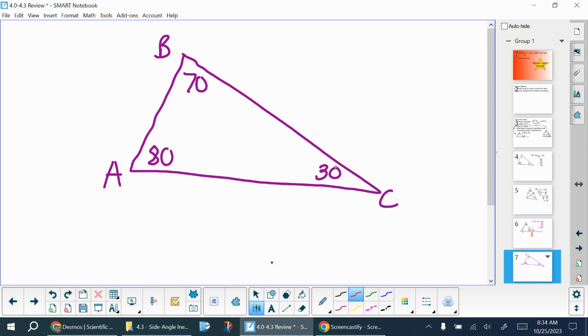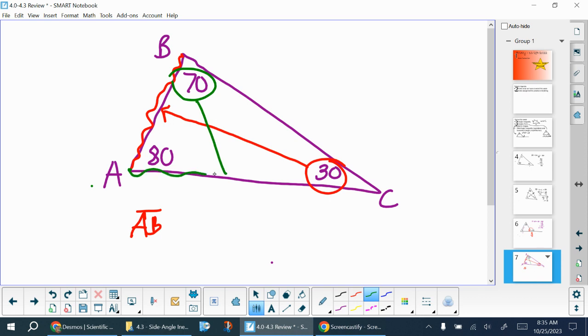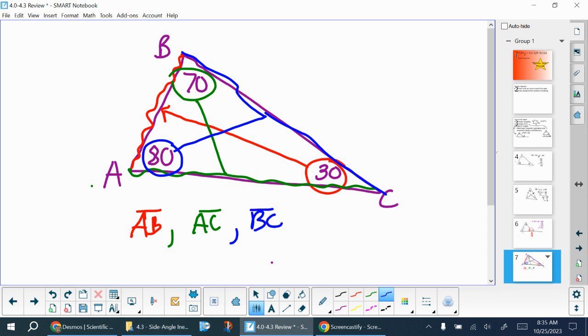Our rule here says that if I find the smallest angle and go straight across, this side here is the smallest. And so that is side AB. If I find the next smallest angle and go straight across, that's my next smallest side. So the middle side here is going to be AC, putting the segment symbol over the top. And the biggest angle straight across, that's my biggest side, BC. Okay, and that works in reverse too. If I give you the side lengths and you want to put them in order, find the smallest side, go straight across, that's the smallest angle.